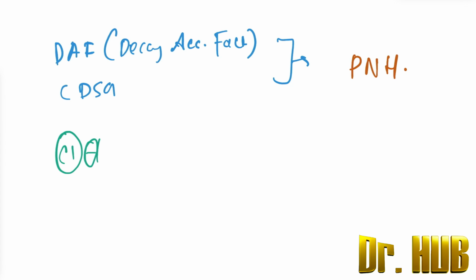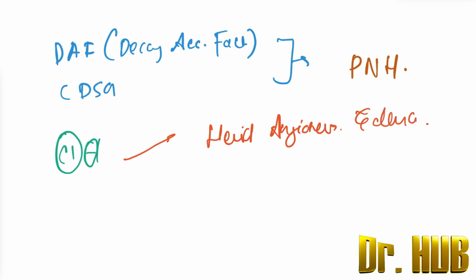Then let's look at C1 inhibitor. The C1 inhibitor is associated with hereditary angioneurotic edema. So C1 inhibitor deficiency is hereditary angioneurotic edema.